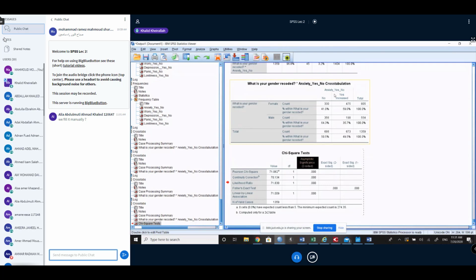So anxiety is at the top because it's my outcome variable. Gender is an independent variable. It has to be in the row format. Numbers, you have to have prevalence or percentage, 100% for males, 100% for females. Okay? So you are comparing females, the 805, to males, the 554. And then you look at the p-value.